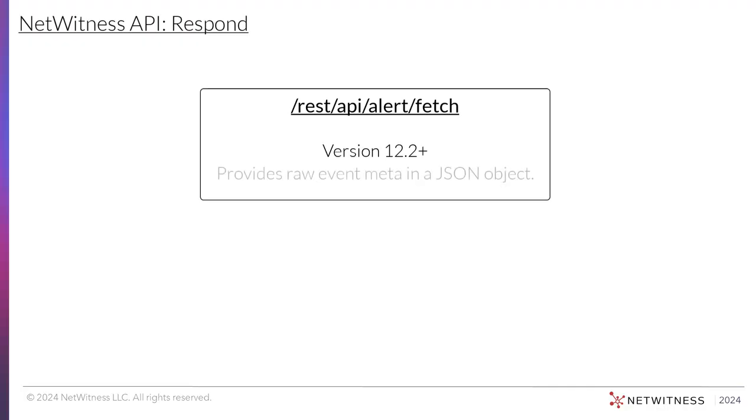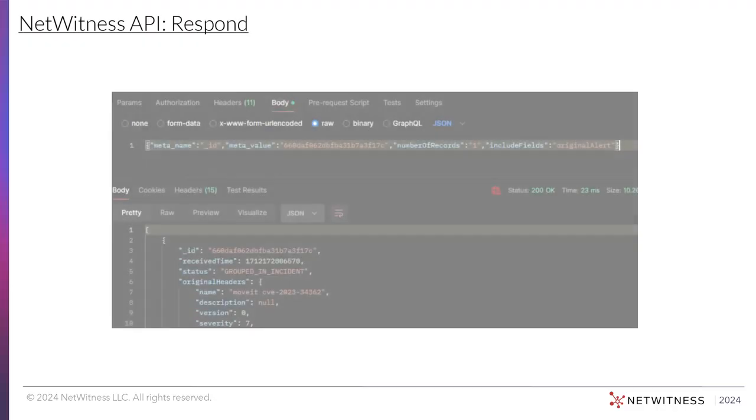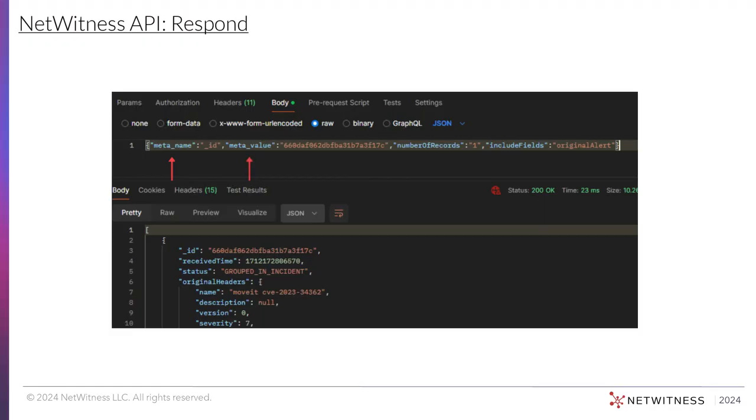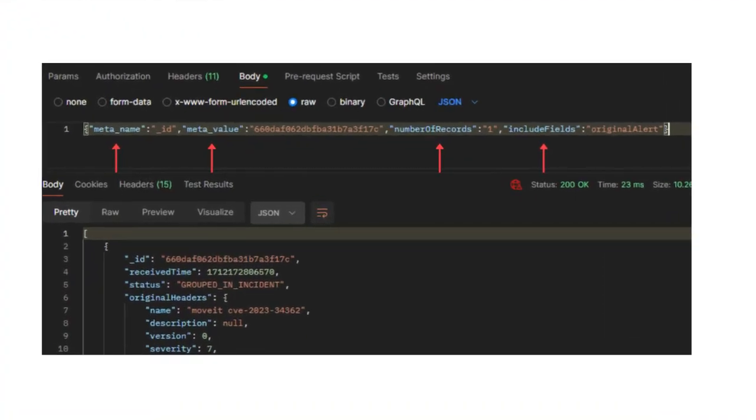In short, this command will look through a big JSON object of the events in an alert and return data based on your parameters. Typically, you would request that the API sends you back that whole JSON object, which you then process within the playbook. You can see our request here for meta name, meta value, number of records, and include fields, and is being sent as raw JSON. Meta here might be confusing if you are thinking in NetWitness terms, but it's really just referring to the keys of the JSON object.